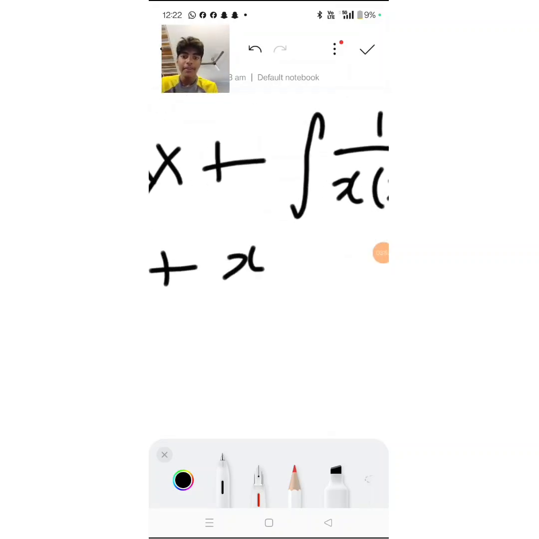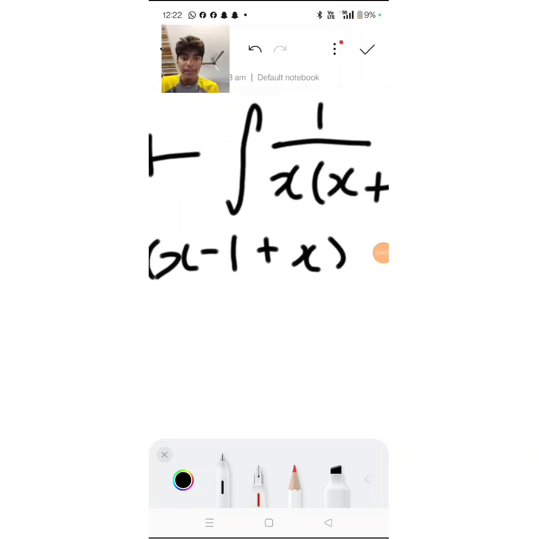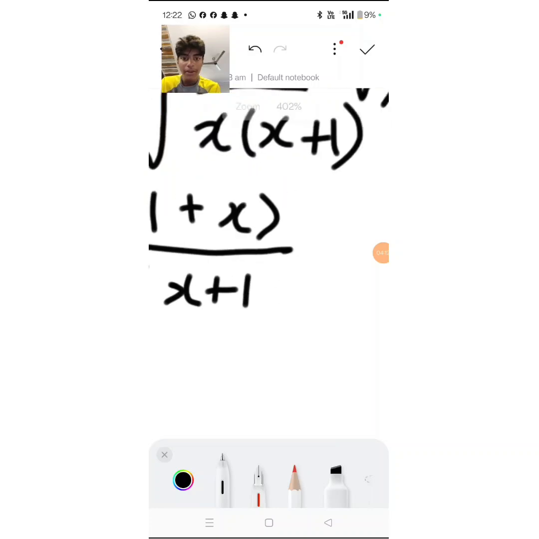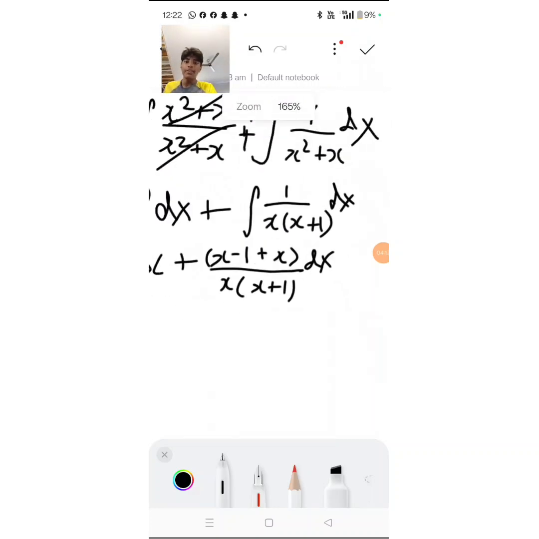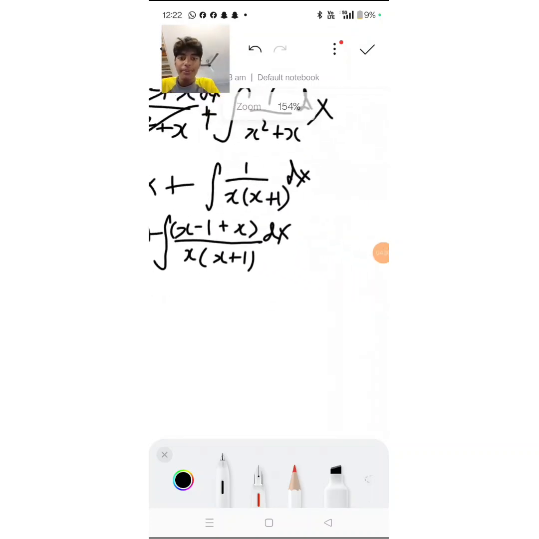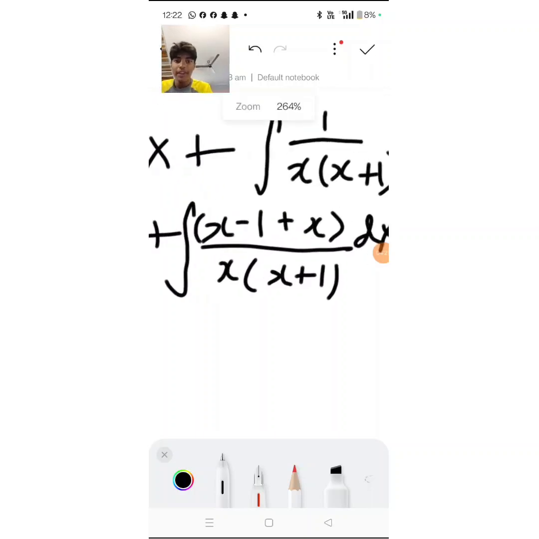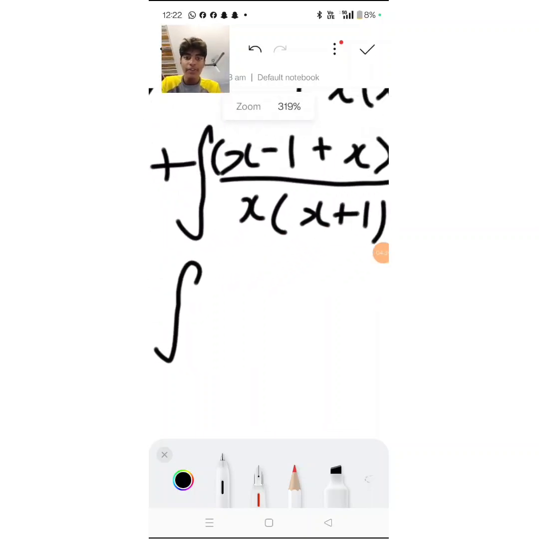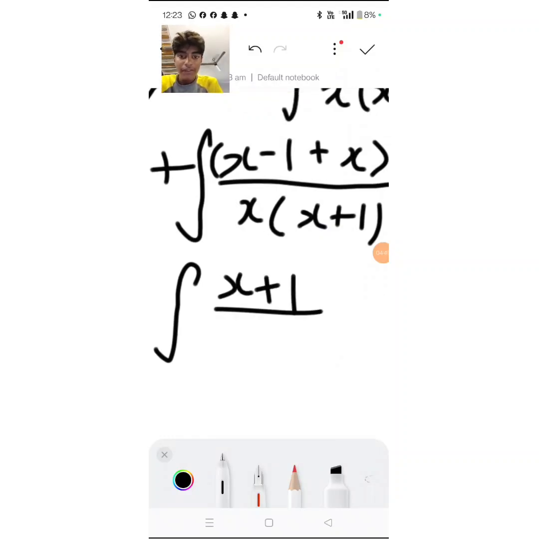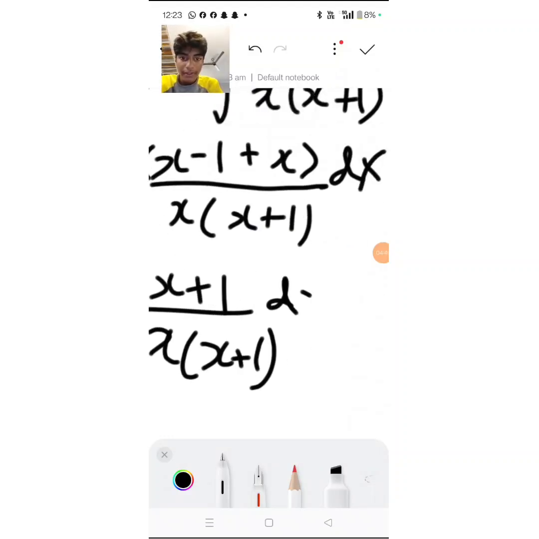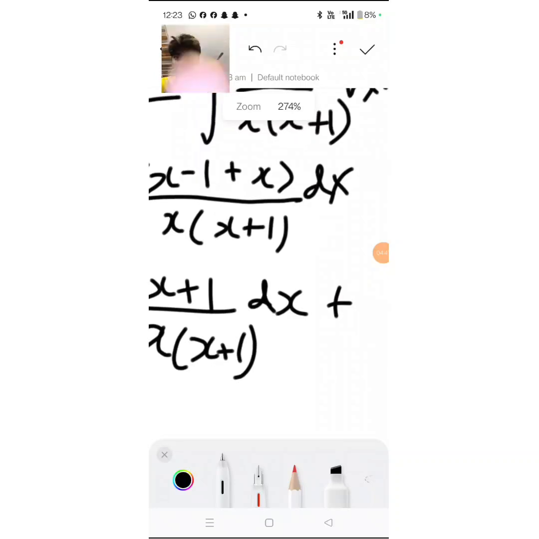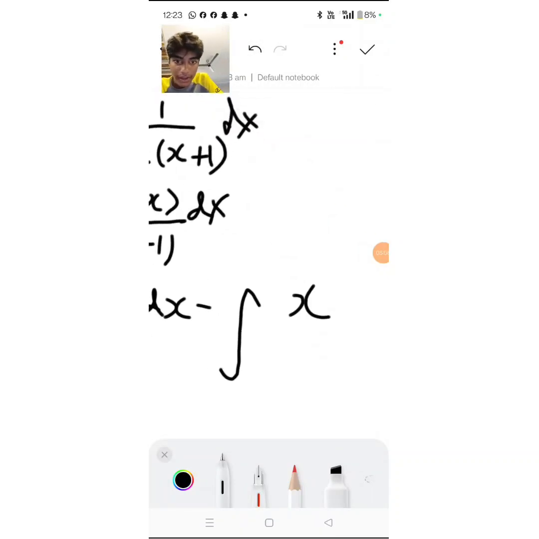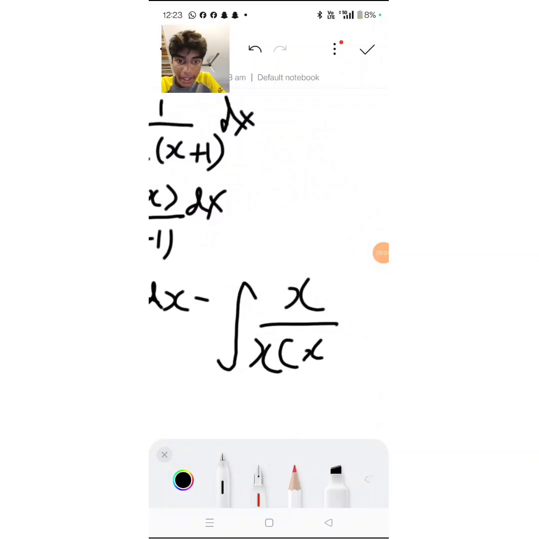So what we can do is say (x plus 1 minus x) divided by, now here we have x into (x plus 1) dx. Okay, so now we can split this into two different integrals. Here we have x plus 1 and here we have x. So this just remains as x plus we have the integral of (x plus 1) divided by x into (x plus 1) dx, right? And at this point we'll take minus the integral of x, here we are left with x, so x divided by x into (x plus 1) dx.